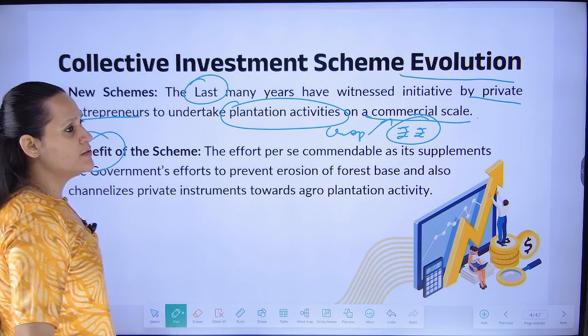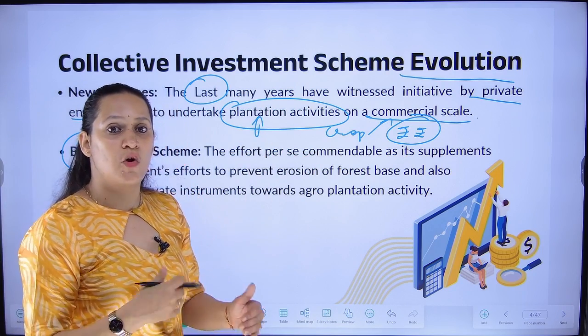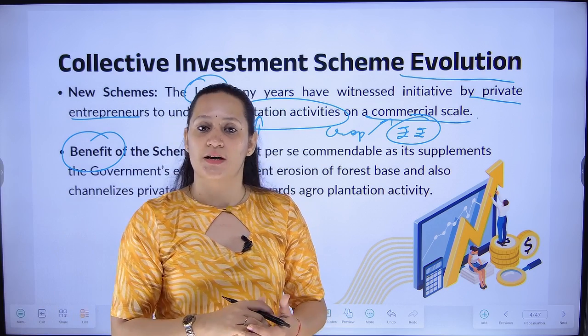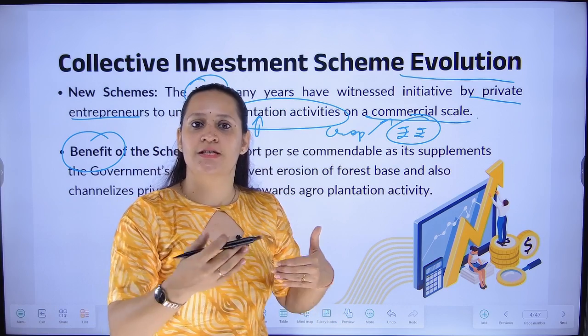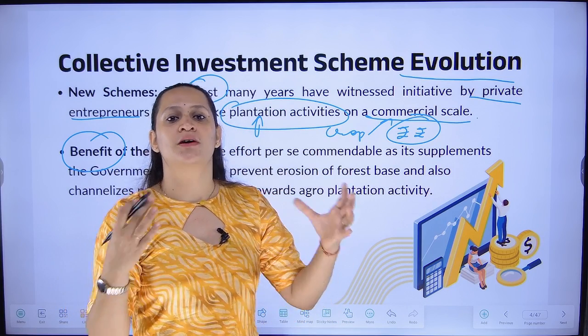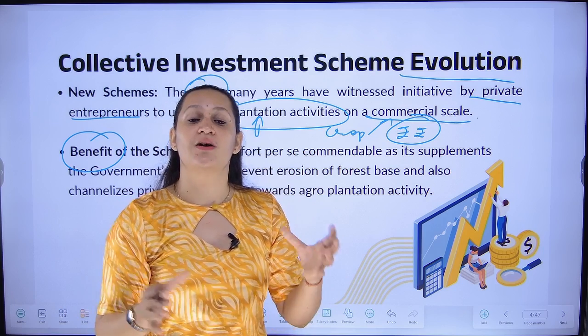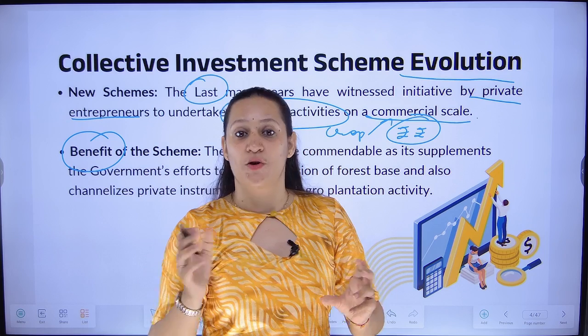What was the benefit of this scheme? A lot of plantation activity was started, a lot of cropping started, which also benefited the country. You can export the crops, plus the forest base is going to be there, erosion of forest is not going to take place. Ultimately, more greenery is going to come into the picture. You're going to conserve the lands that are fit or suitable for plantation, for agriculture.